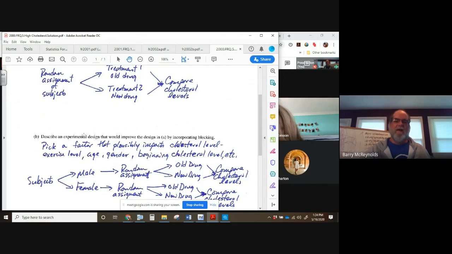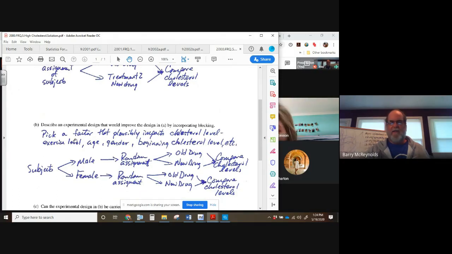Now, I would not separate them by sign of the zodiac or shoe size or college major, because those things aren't really plausibly linked to affecting your cholesterol level. So pick something that makes sense, and any of these make sense. And I'm sure you could come up with other ones that also make sense.